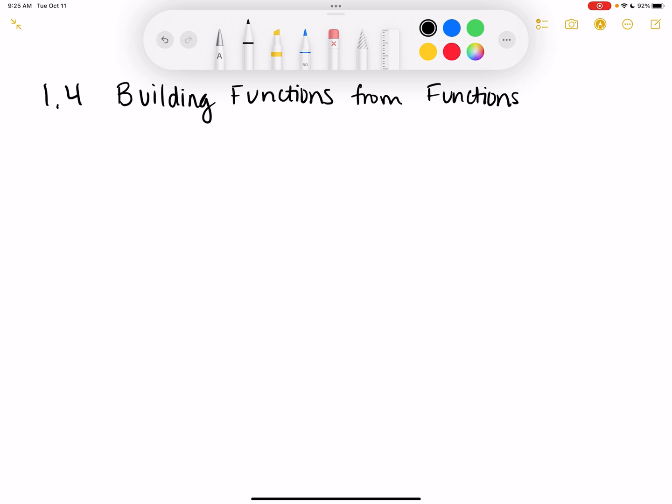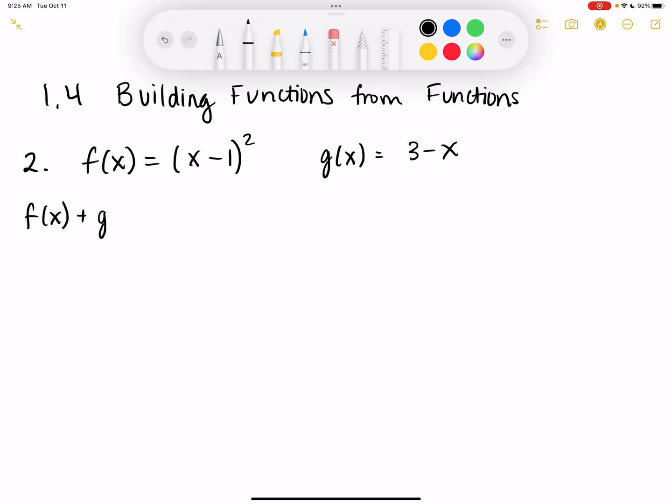So find the formulas for the functions f plus g, f minus g, and f times g. Sorry, I haven't even written it. So we're going to start with number 2. f of x is equal to (x minus 1) squared, and g of x is 3 minus x. And they want us to find f of x plus g of x.